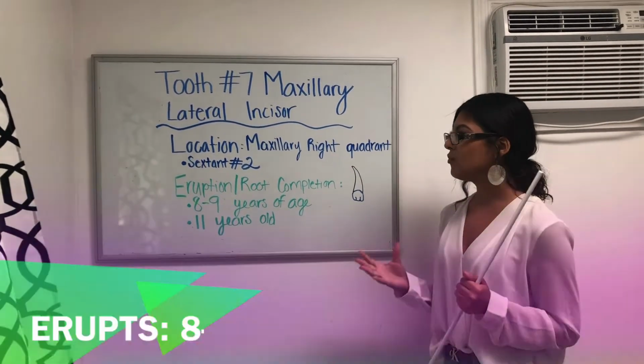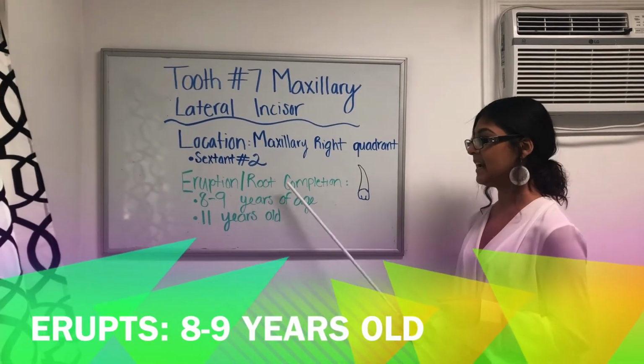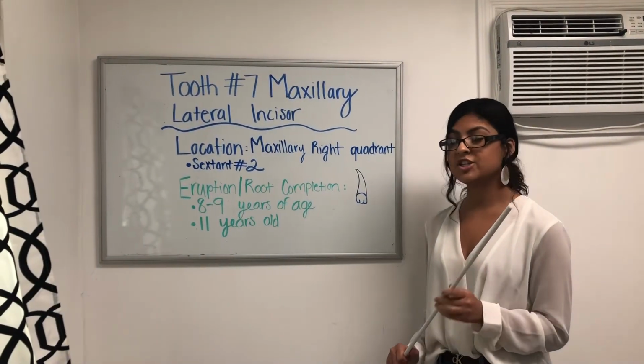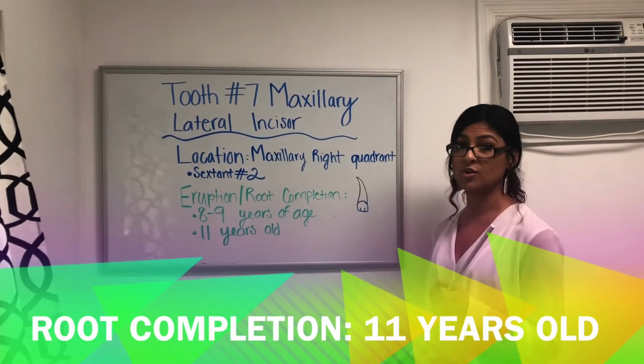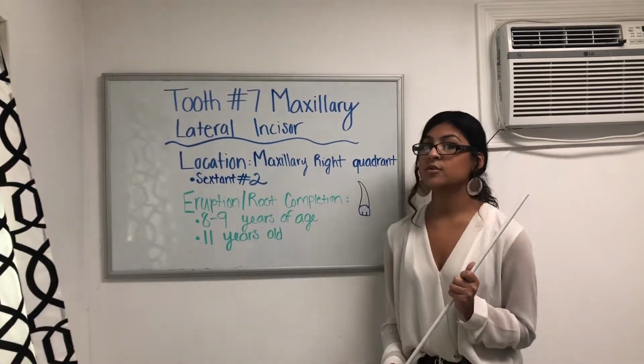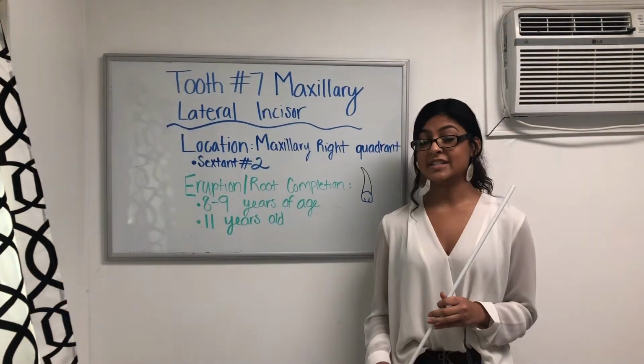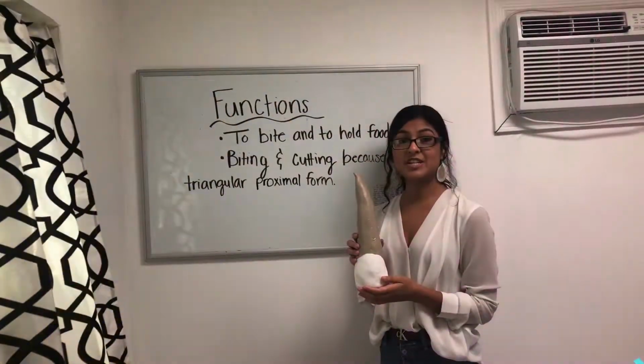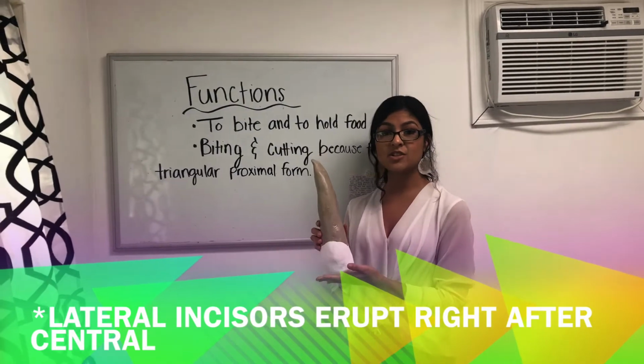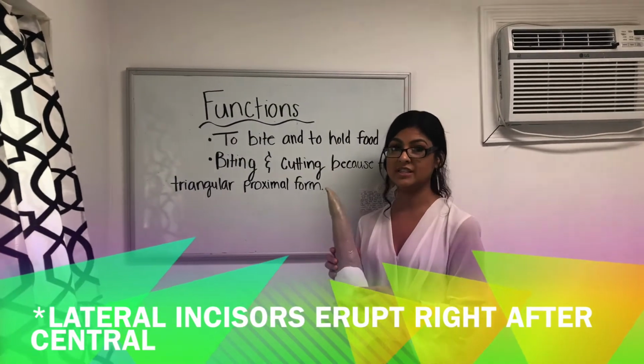This tooth usually erupts around the ages of 8 to 9 years old, and the root completion is usually at 11 years old. This tooth is also known as succedaneous because it replaces primary tooth D. I'd like to mention that the lateral incisors erupt right after the central incisors.